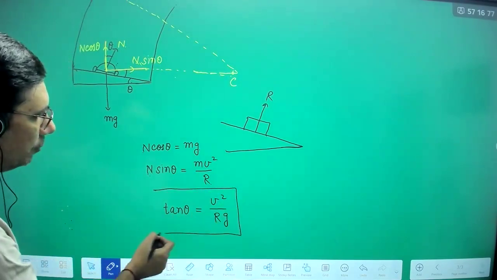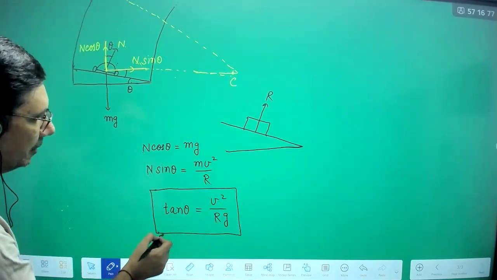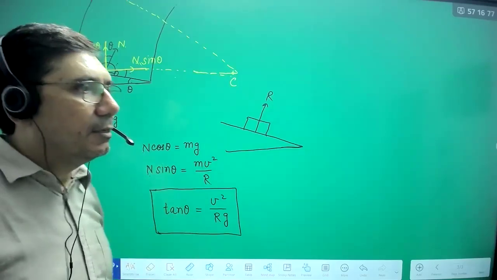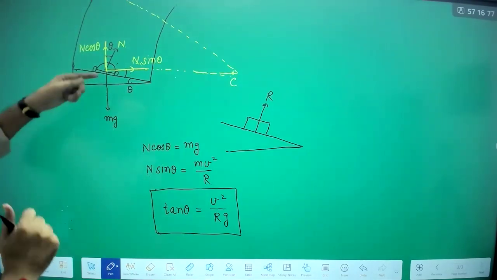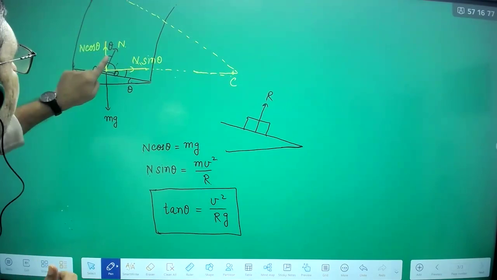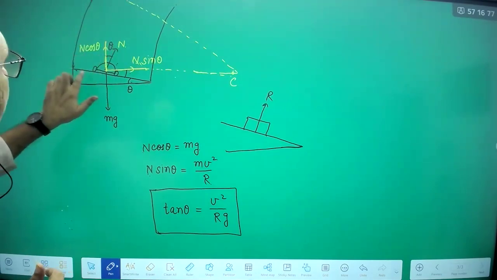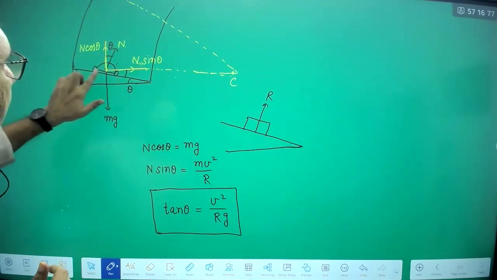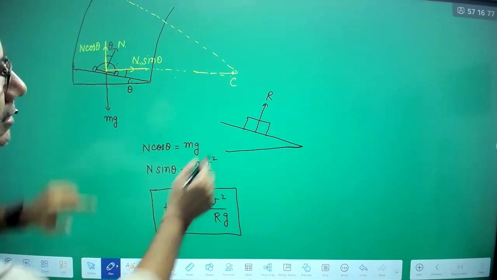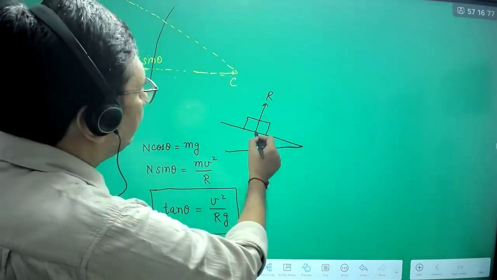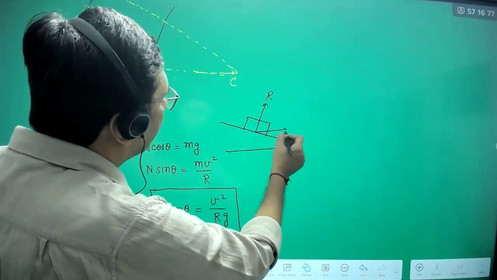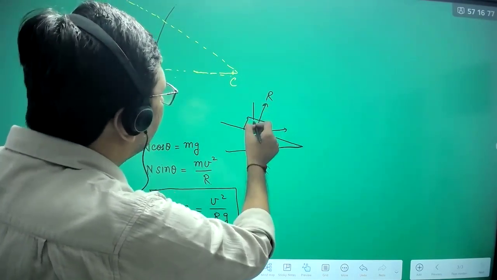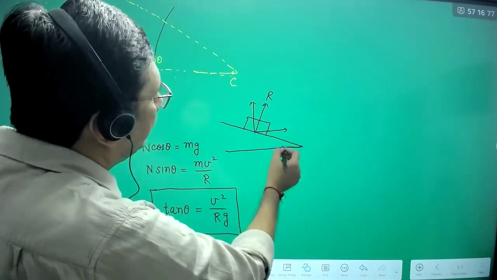So you get this equation. What is this equation going to tell me? Sir, can you please explain N sin theta equals mv square upon r? Look, this component is the normal reaction, normal to this inclined plane. This is perpendicular to this like this. So I can resolve it here in two directions. One will be the horizontal direction and one will be the vertical direction.